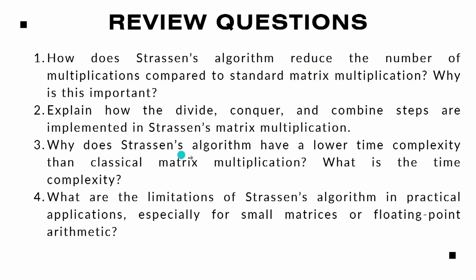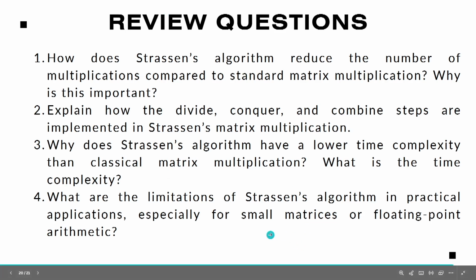And why does Strassen's algorithm have a lower time complexity than classical multiplication, and what is the time complexity? So, we know Strassen's algorithm takes a time of order of n power 2.81, and the reason behind this is that the number of multiplications is reduced. Here, multiplication is always considered to be a more expensive operation than addition and subtraction, and so we say that the reduction in time complexity from order of n cube to order of n power 2.81 is going to be a significant improvement.